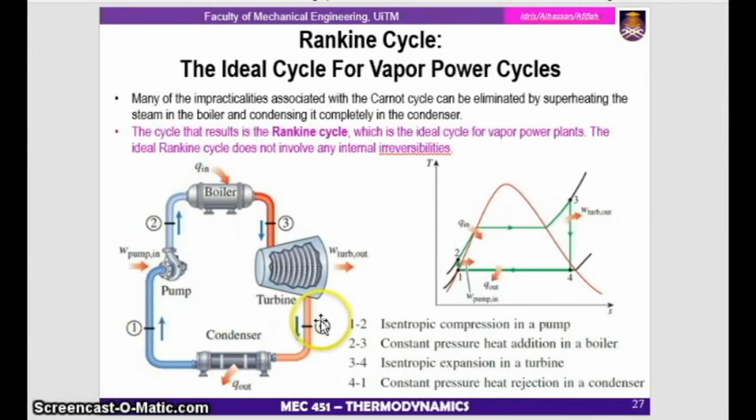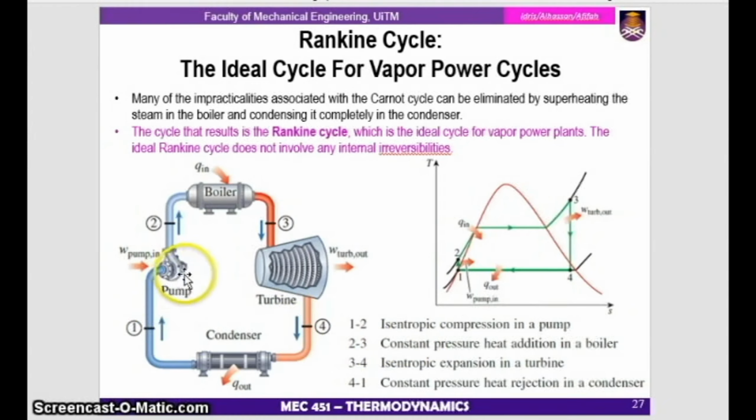This is a schematic diagram for Rankine cycle. It actually has 4 devices. Number 1 is a pump. Number 2 is boiler. Number 3 is turbine, and number 4 is condenser. Because it uses water, we use this boiler as a device for heating.